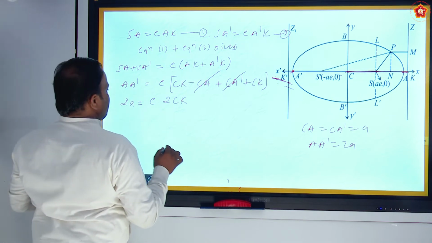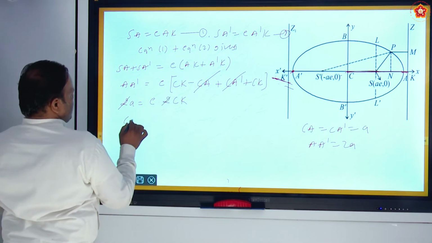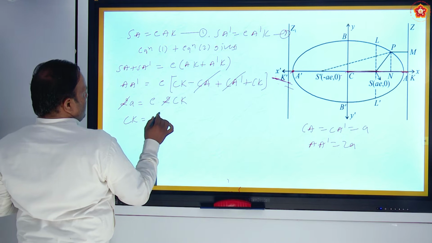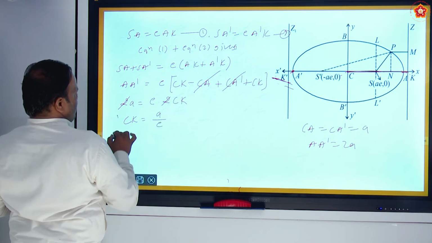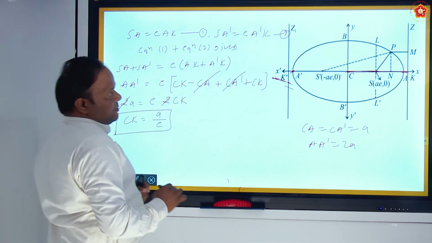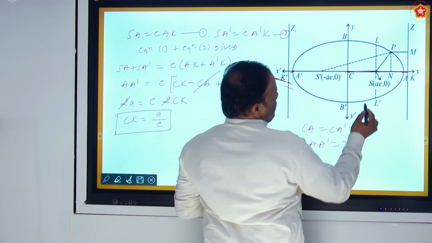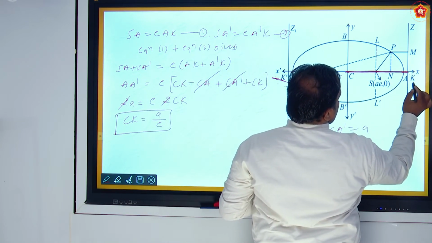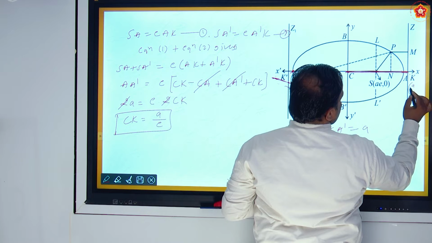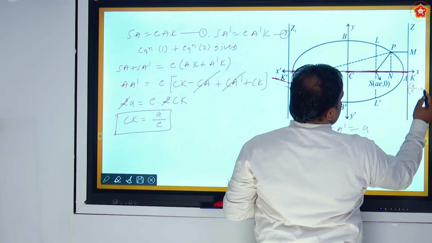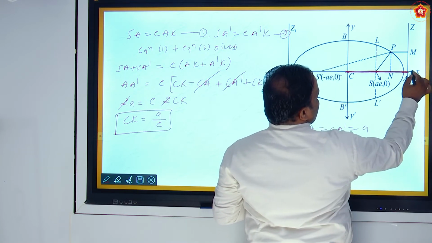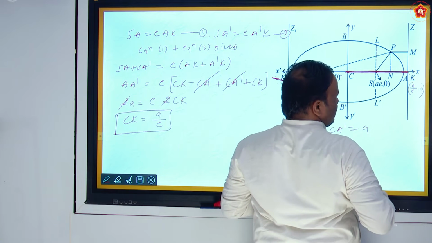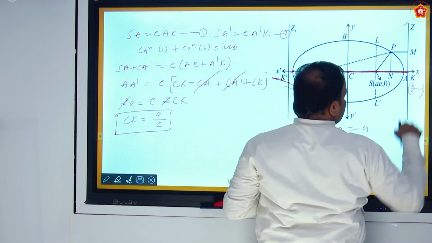Therefore, CK is equal to A by E. Observe here, C to K, here to here, means CK is equal to A by E. Therefore, the coordinates of K are A by E comma 0, because K lies on the x-axis, so the y coordinate is 0. Correct? This is called the directrix, no?